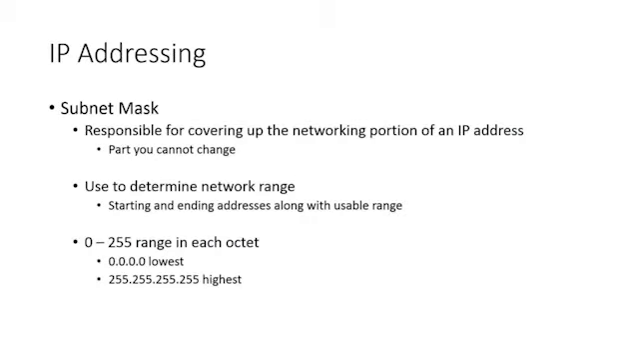So again, that subnet mask, that's responsible for covering up the network portion of our IP address. That, again, is the part that we can't change. We also use the subnet mask to determine our network range. So if I see what it is, right, I cover that up, just like I said. So I could say 10.10.0.0, that's my lowest number, all the way up to 10.10.255.255. Because remember, it has a range just like an IP address, from 0 to 255. So that could be my IP range according to my subnet mask.